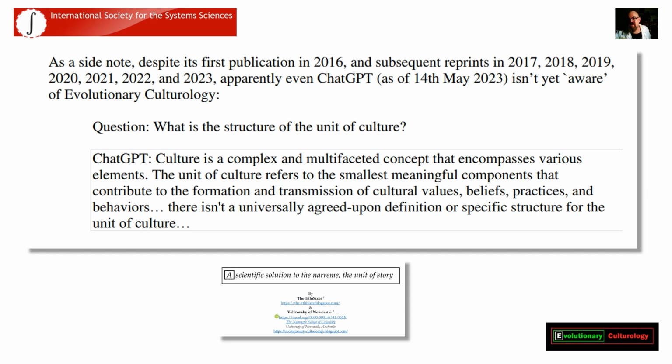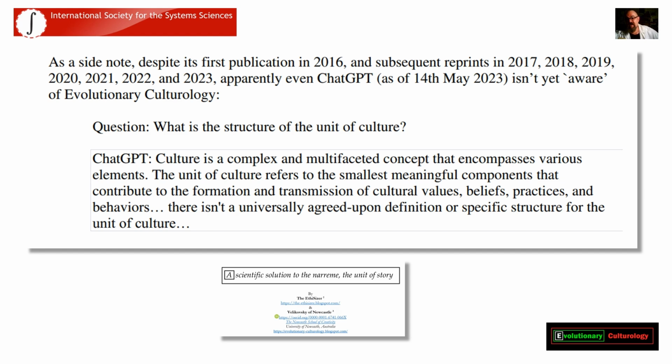Despite first publication in 2016 and reprints in different encyclopedias, even ChatGPT on the 14th of May 2023 wasn't aware of FCult, because you could ask it, what's the structure of the unit of culture? And it wouldn't say, that's easy, it's the fractal whole on parton. It would say, this culture is a complex and multifaceted concept that encompasses various, sounds like it doesn't know, frankly. The unit of culture refers to the smallest, this is all old knowledge, bygone paradigms, and so on. There isn't a universally agreed upon definition or specific structure for the unit of culture. Well, that's interesting because we've been doing EvCult for at least 7 years publicly and 20 years privately before that.